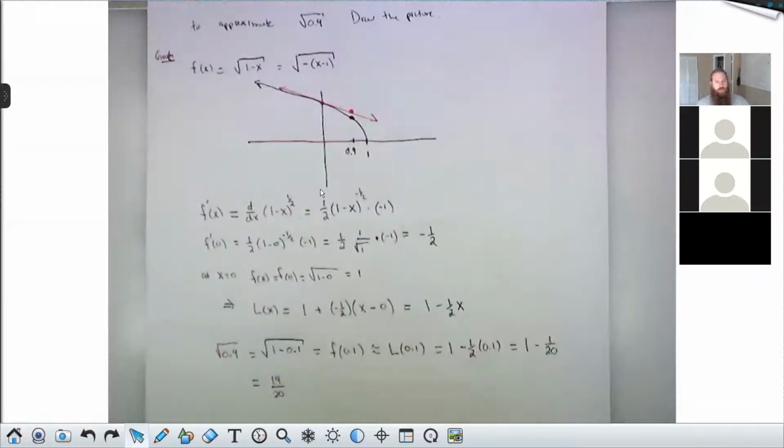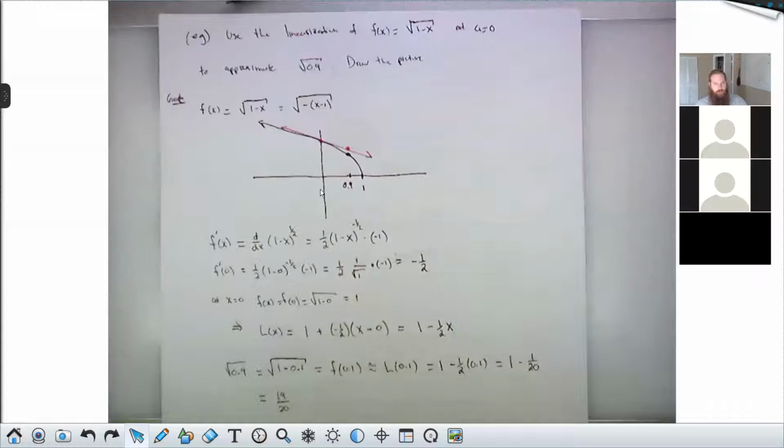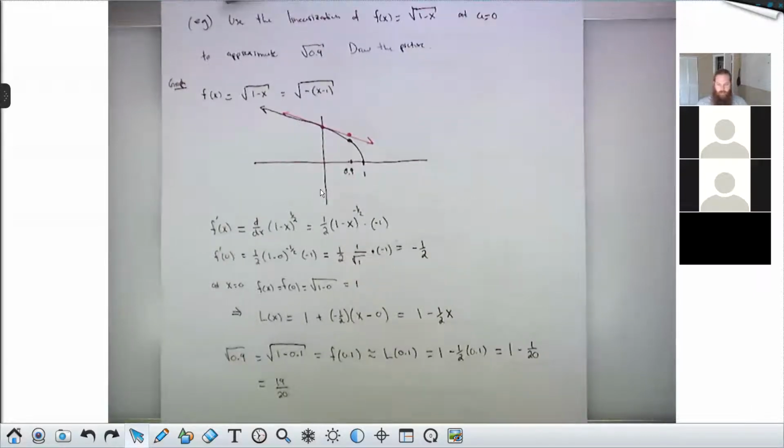So again, any questions on what we did here, how we did it, why we did it, or how it ties into the picture? Why did you plug in 0.1? My goal was to approximate the square root of 0.9, right? And the function I'm working with is the square root of 1 minus x. So I have to figure out what x value to plug in to get the square root of 0.9. I'm not just working with the function square root x. They told me to work with the function square root of 1 minus x. So the way to get this function to output the square root of 0.9 isn't to plug in 0.9, it's to plug in 0.1, because 0.9 is 1 minus 0.1.